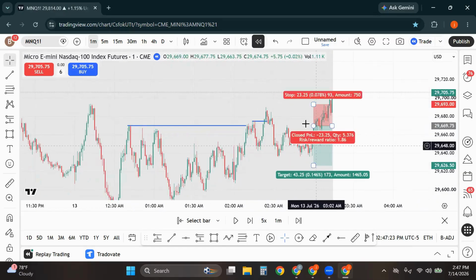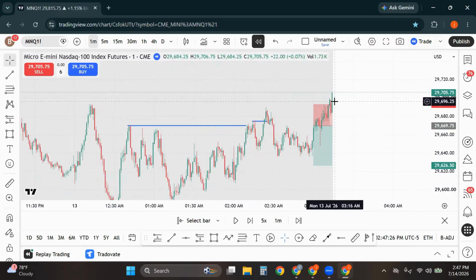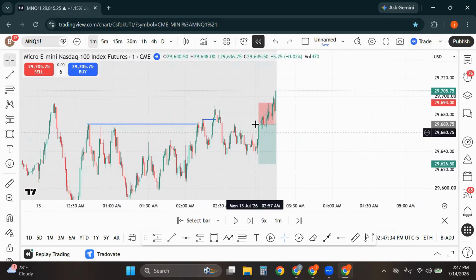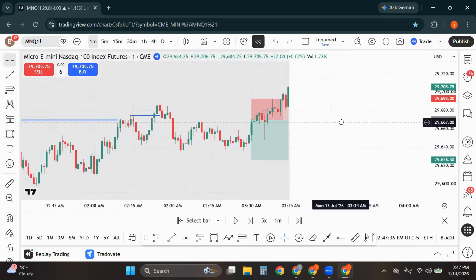I did not wait for the liquidity block to get built before entering this trade. But also, if there is no liquidity block, don't take a trade. So don't do what I did here.